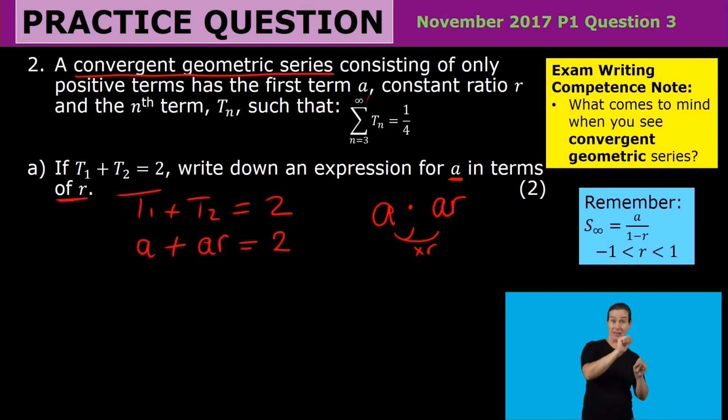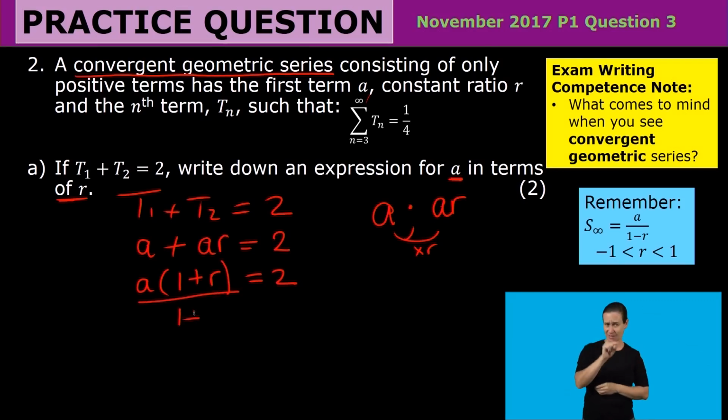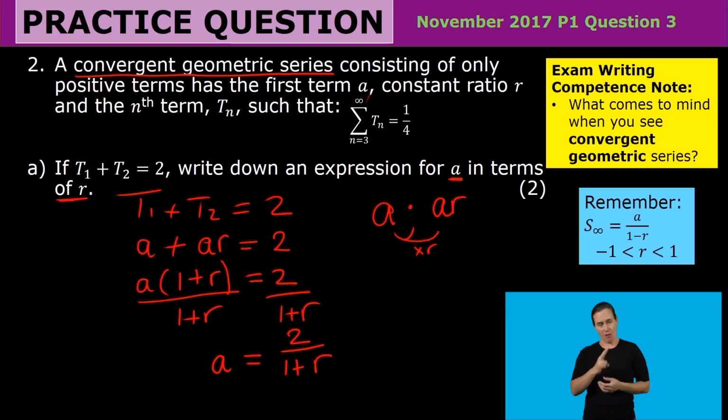Now we are asked to find a in terms of r. So we can take out a common factor there. That is going to leave us with 1 plus r, that is equal to 2. And when we divide by 1 plus r on both sides, that is going to leave us with a is equal to 2 divided by 1 plus r. And that is the answer for our a in terms of r.